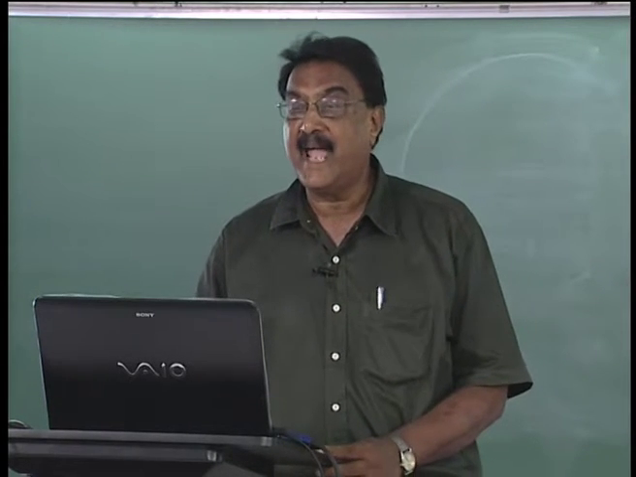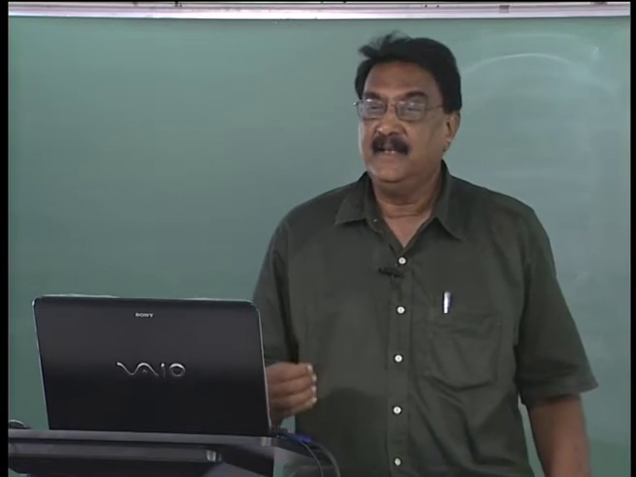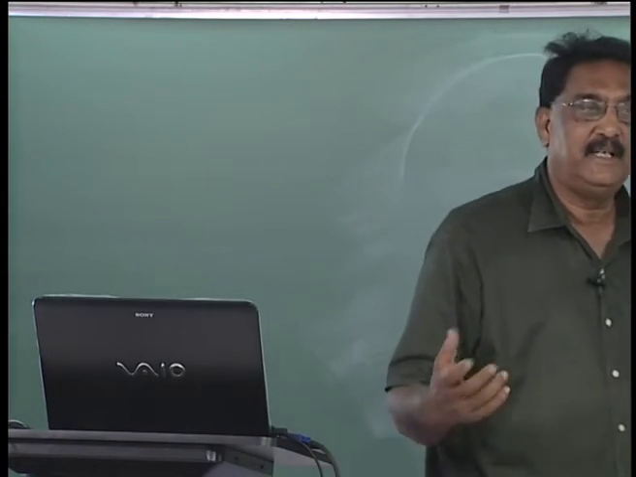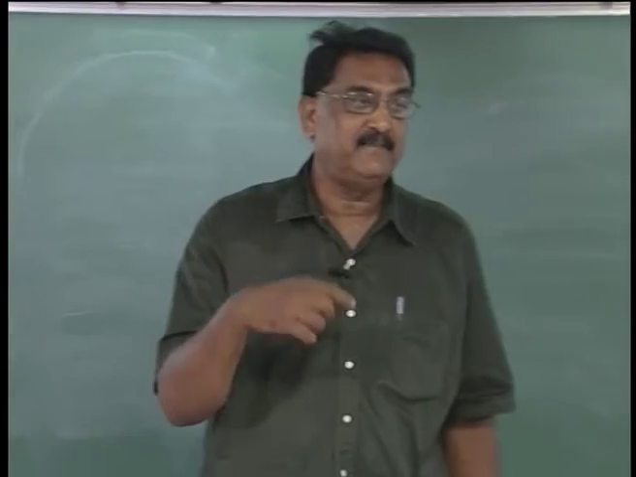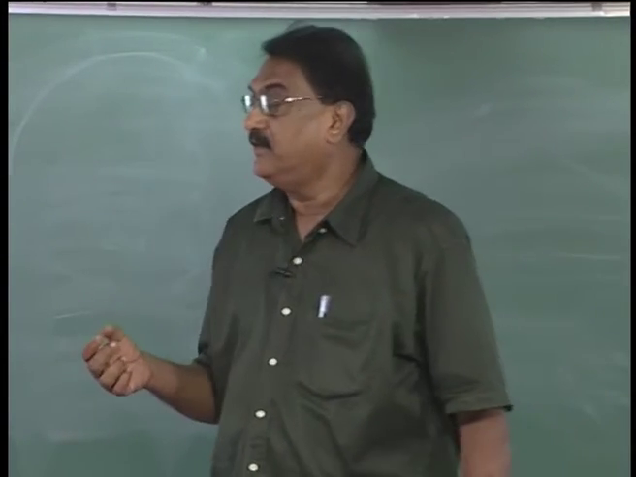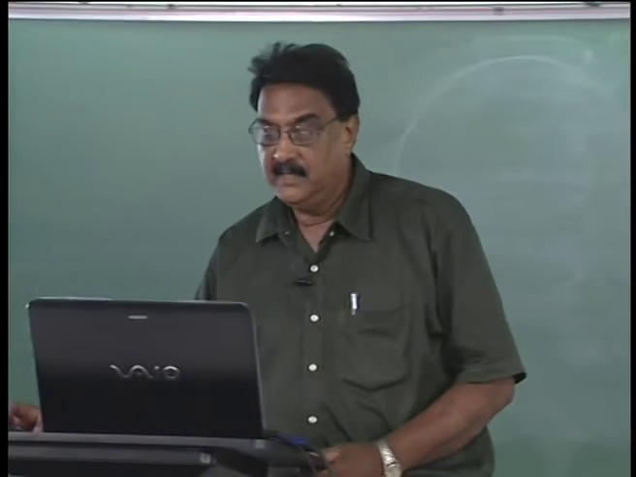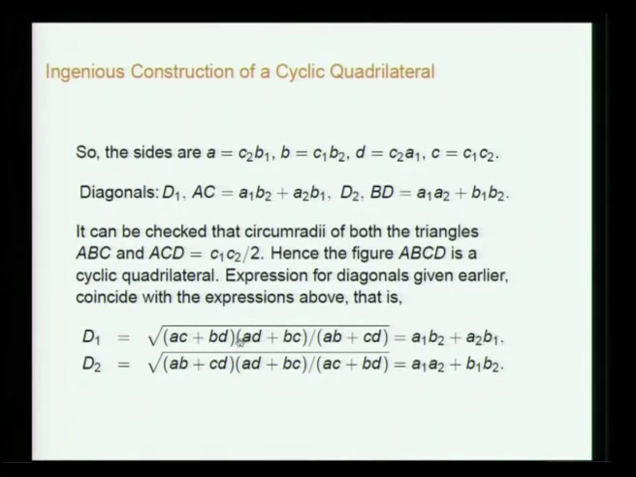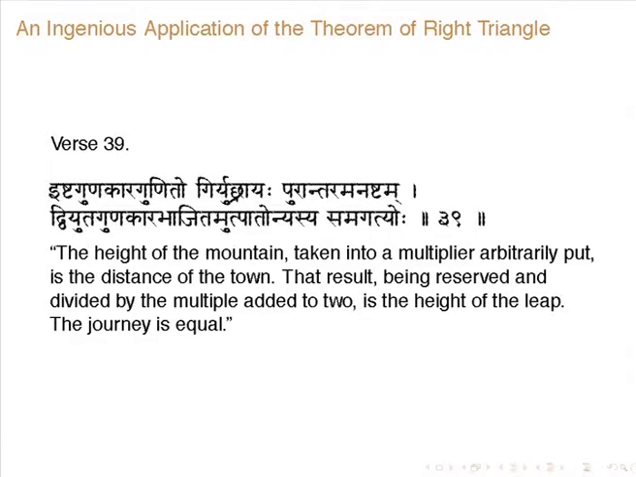Then the expression for diagonals, by construction itself you have got the diagonal, but we had got the expression for the diagonals from Brahmagupta in a general way, right. So, they should coincide. One can check that the diagonal D1 is (AC plus BD) into (AD plus BC) by (AB plus CD), that is A1 B2 plus A2 B1, A1 A2 plus B1 B2. So, this is a very good construction.